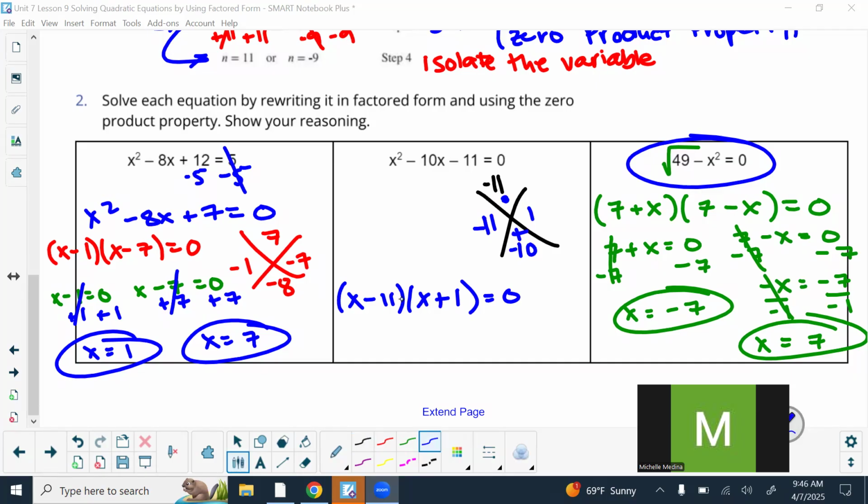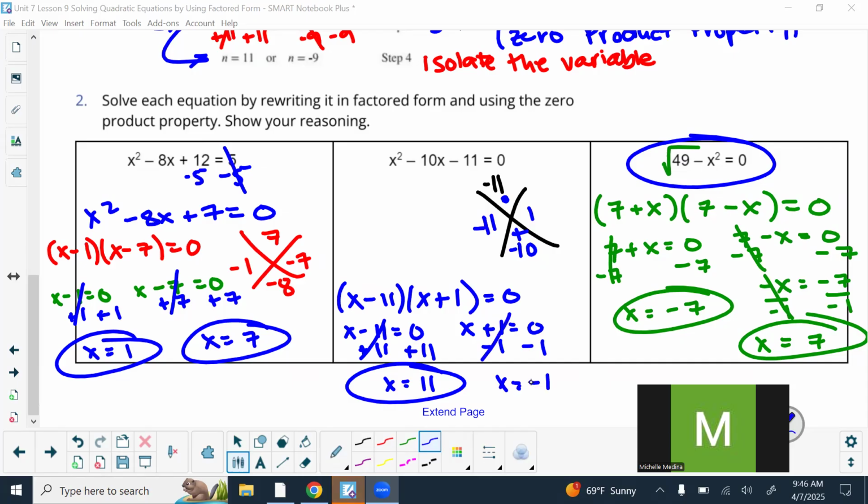And then again, you could probably guess and check from there, but really we are setting each factor equal to 0 and solving for x. So adding 11 on each side, like that. And in this one, subtracting 1 on each side. And those are our 2 solutions.